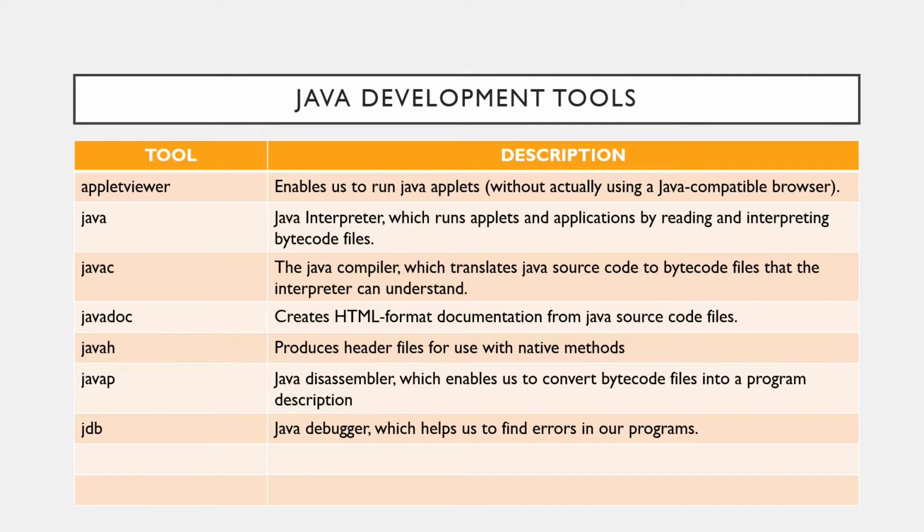Then Javah is a tool which produces the header files for use with native methods. The next tool is Javap. This command is used as the Java disassembler, which enables us to convert bytecode files into a program description. The last one, JDB, acts as the Java debugger. Already we know the concept of debugging, which is the process of finding errors and correcting them. So it helps to find the errors in our program.